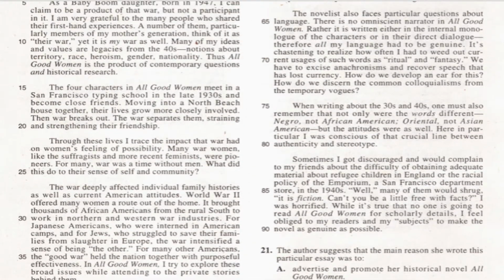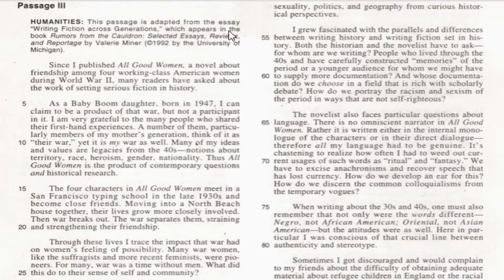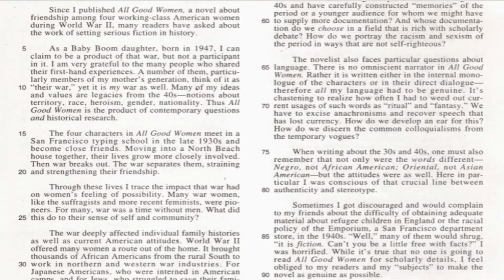So of course, when you look at your Genius map, you always look at the first paragraph. Since I published this novel about friendship and women during World War II, and then it says as a baby boomer. Okay, so she was born in 1947 as a baby boomer, and if you know anything about world history, you see that World War II was in the 30s and 40s. So this woman who wrote this essay was not even born during that time period, all right? So that's the first thing that I noticed.